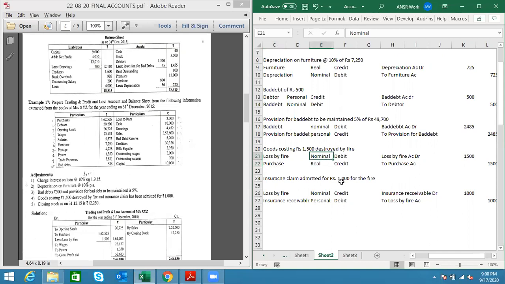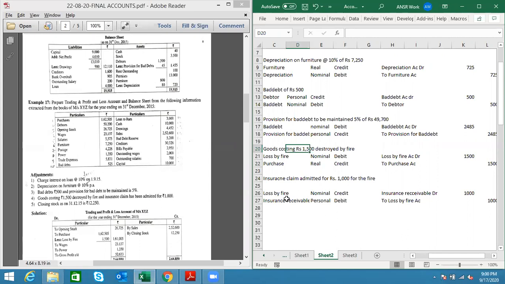Loss by fire, like I said, is an expense or loss. That is a nominal account. So debit on expenses and losses. So debited. Real account, goods are here going out because the fire has happened. So credit. So loss by fire account debit to purchase account, 1,500, the amount is given in the question itself. Now, out of that 1,500, we have received back 1,000 rupees from the insurance company.